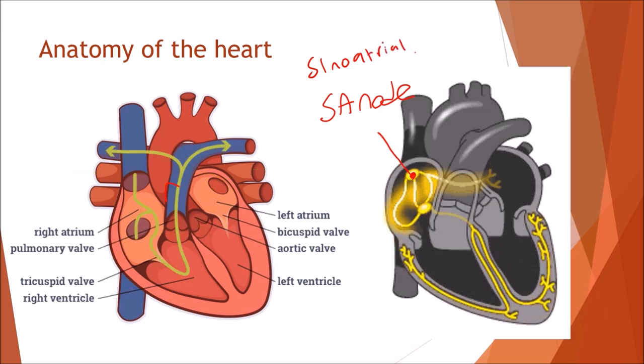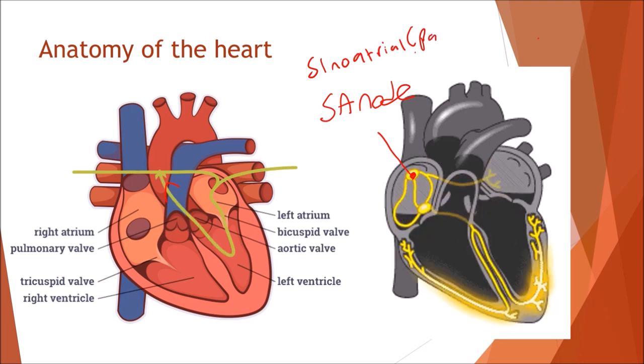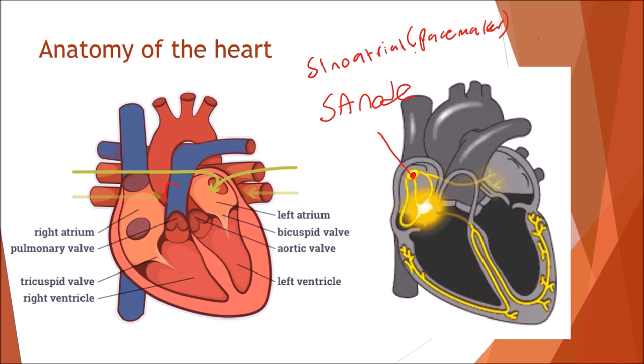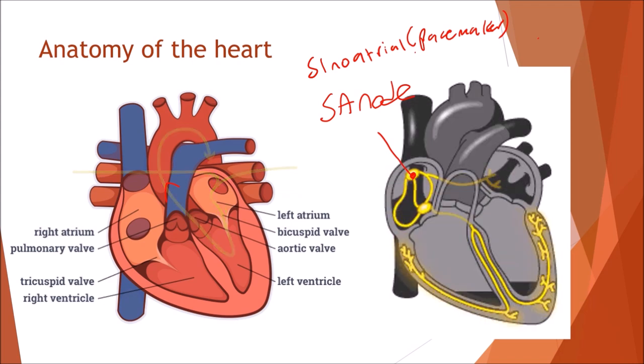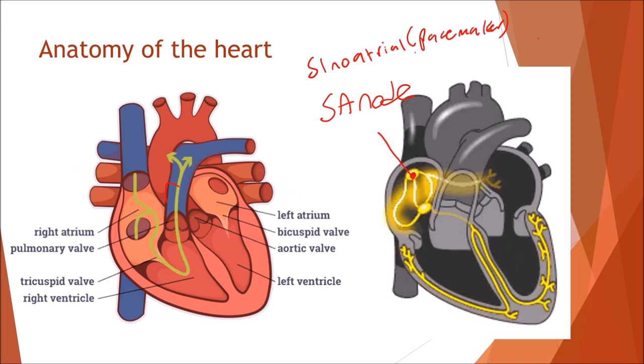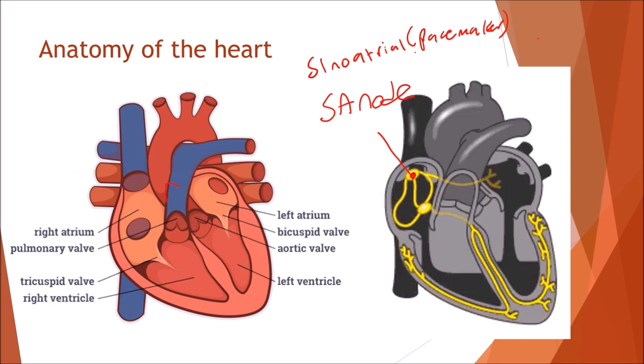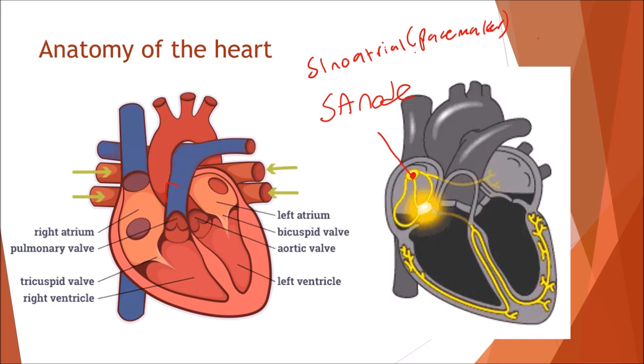The SA node, this one is also known as the pacemaker of the heart. Y'all heard of people getting pacemakers, artificial pacemakers? Well, the heart already has one in it, and it's called the SA node. Okay, and this is pretty much where the heart begins its heartbeat.